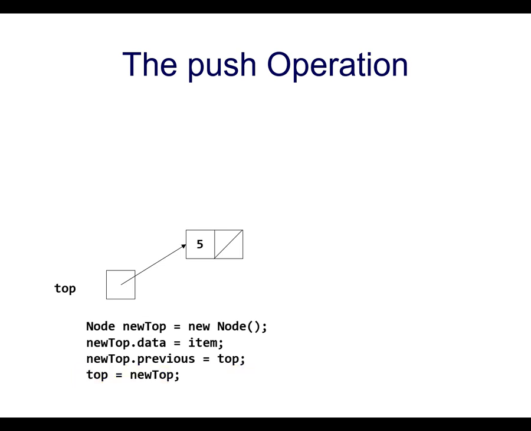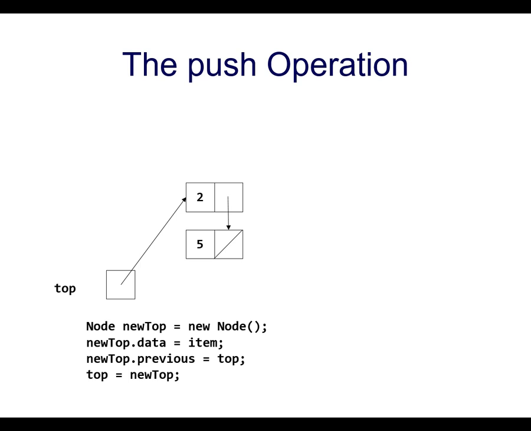Now let's see what happens when push is called a second time. Another node is allocated and its reference is stored in newTop. The value 2 in item is copied to the data member of the new node. The reference in top is copied to the previous member of the new node. So now the second node points to the first. Because it points to the previous node, we have named that member previous. Finally, the reference in newTop is copied to top, so top now points to the second node, which is the last node allocated.